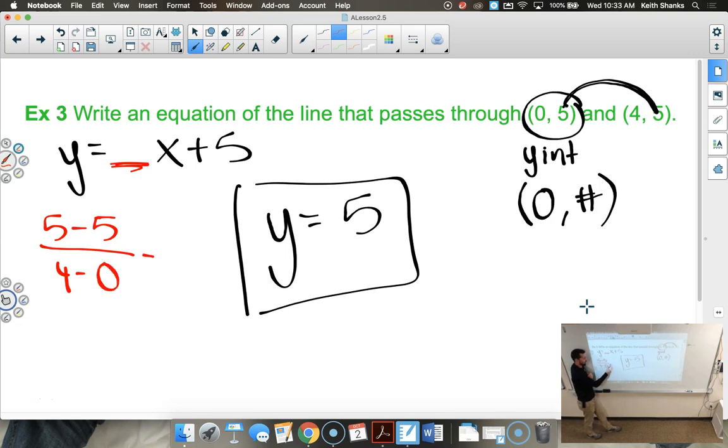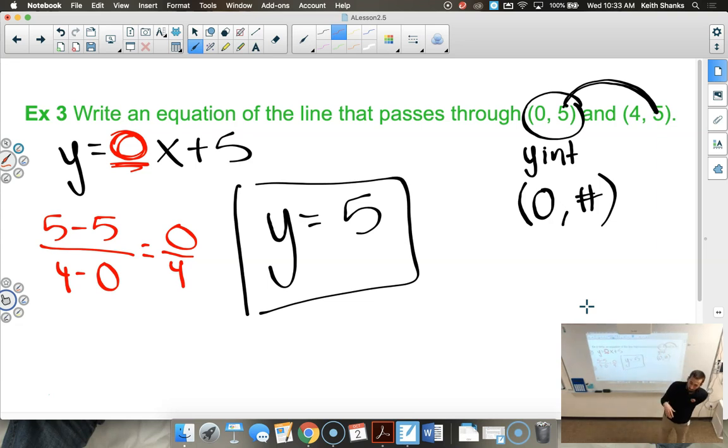All I have to do is pay attention to the top. 0 over, it doesn't really matter what the bottom is. 0 divided by anything is 0. Okay. 0 times x is 0. 0 plus 5 is 5. So even if you didn't catch this, you should still get the same answer. Does that make sense? But it's a really nice time saver. If the y values are the same, then the equation is y equals whatever that number is.